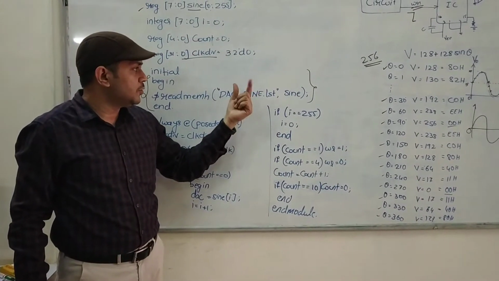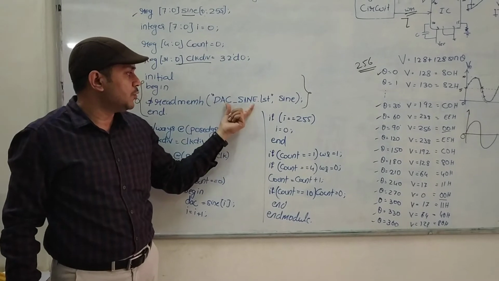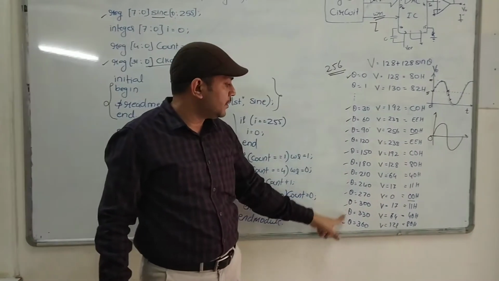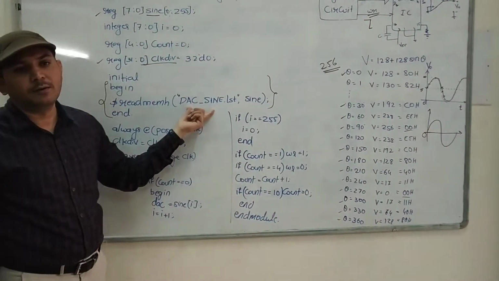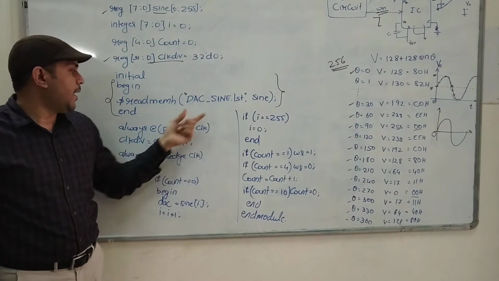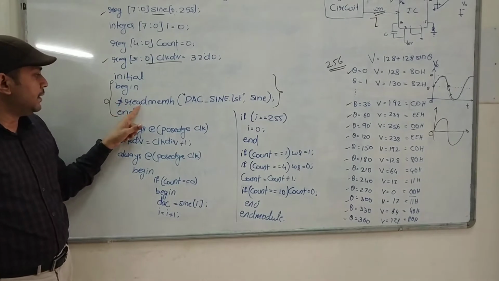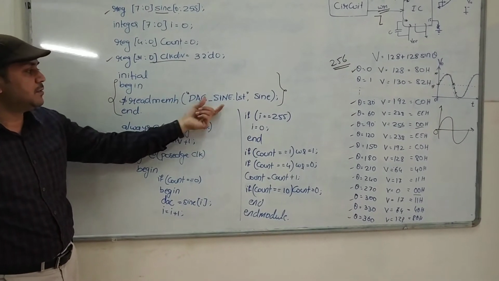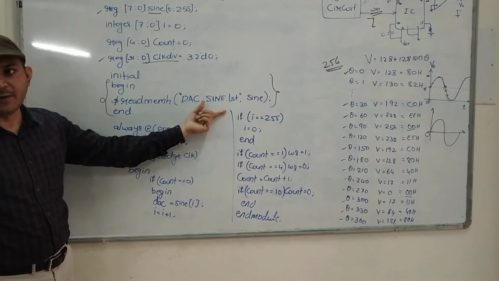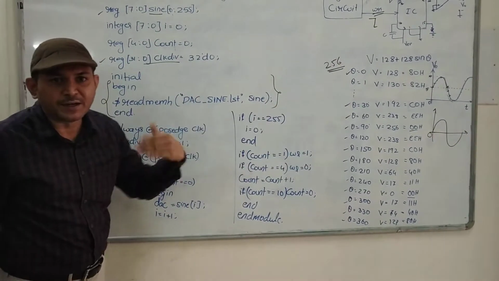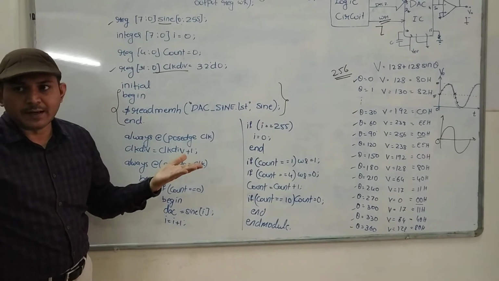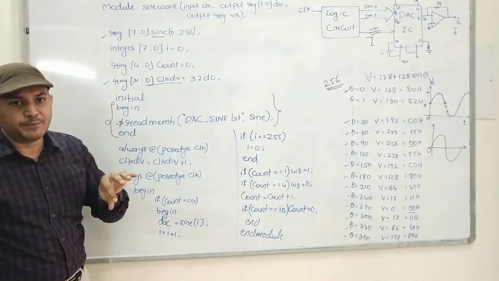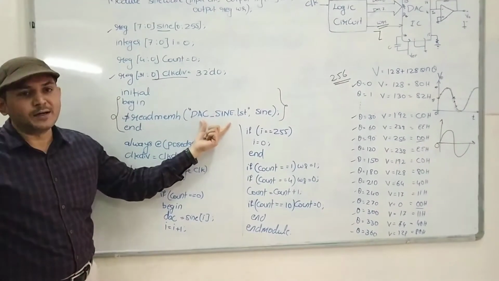In order to generate the sine wave, you have to use this, because the calculated values are there in this list file. That is why I am adding $readmemh. So read these values from this memory file, the list file. I am not generating them in the program in real time. The values are already generated; I have calculated them and listed them in a file, and I am just using that file.